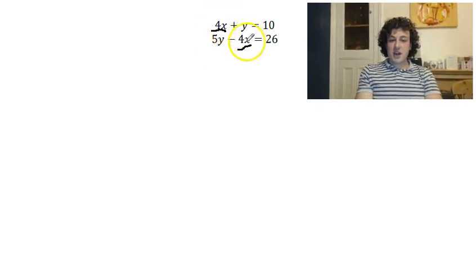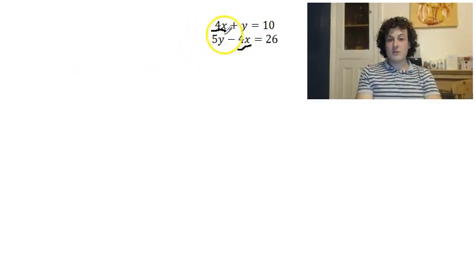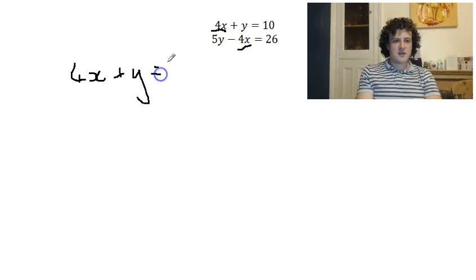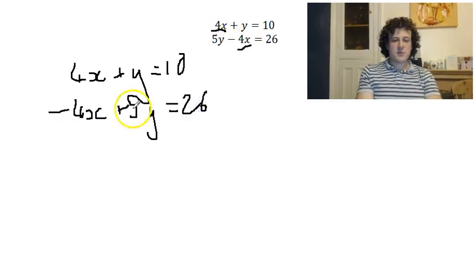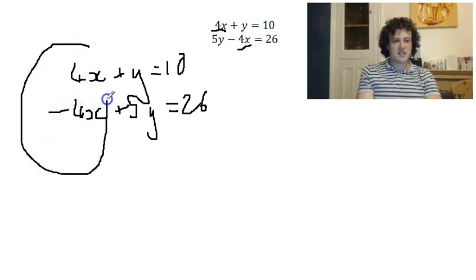Okay, but they are both the same value of x, so we don't need to scale these ones up. But I'm going to rewrite them so they're lined up. So we've got 4x plus y equals 10. And I've got minus 4x plus 5y equals 26. So the 5y is still positive, and the 4x is still negative. I've just switched them over. And look, here I've got x is the same.